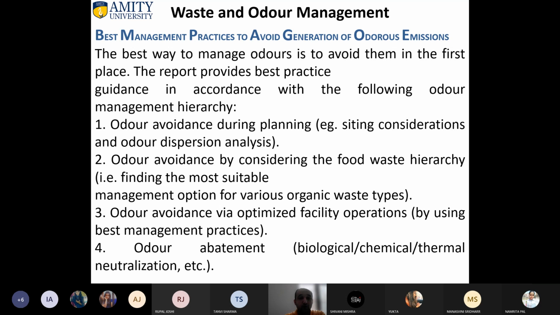Third point is that odour avoidance by optimized facility operations, best management practices. So best management, good practices. These practices allow that, okay, the things have been in a very controlled manner, the things have been taken well care of, the persons who have been handling are trained in a very well manner in order to ensure that there is no leakage. Any kind of complaint, if raised, is answered and managed. So those considerations become an important point where you can actually have control of this odour. And at last, finally, controlling the odour as such. So you can use any biological means, chemical or thermal means in order to control that compost.